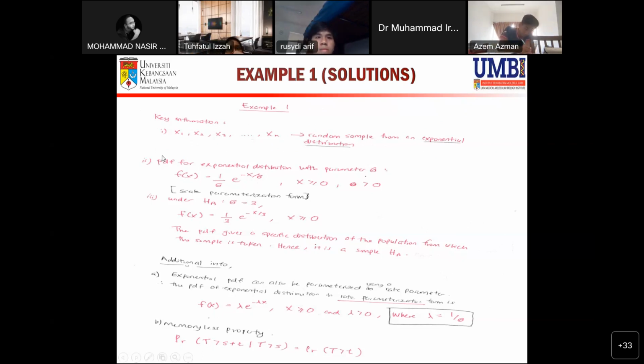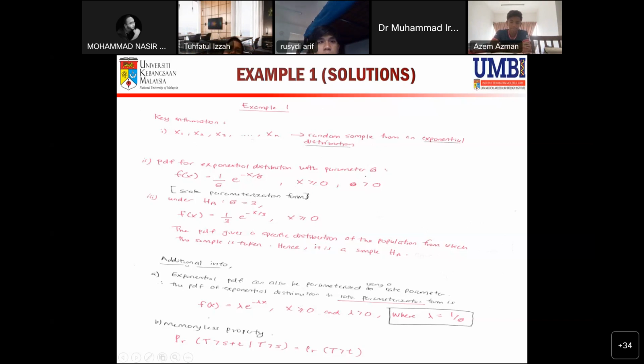So as you know from your probability distributions lectures, the PDF, or the probability density function, because it's a continuous distribution, for this exponential distribution with parameter theta, is given by this mathematical function: 1 over theta, exponential of minus x divided by theta, where we constrain the x values to be positive, 0 to positive infinity, which means that in this case there are no negatives. And then theta is more than 0.